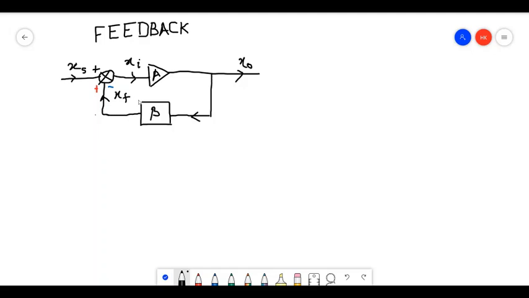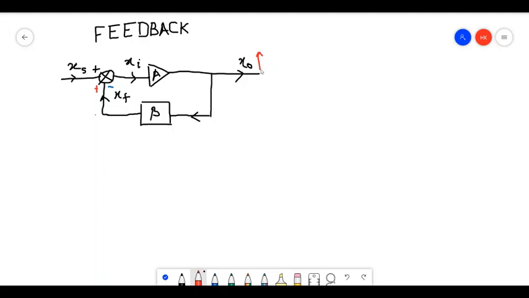So we can either add this feedback to this input or subtract this from that. So that result will be the input to the amplifier. So this is a general feedback structure. Depending on whether we add this or subtract this, there are two types of feedback. If we add this, it will be a positive feedback, and if we subtract this, it will be a negative feedback.